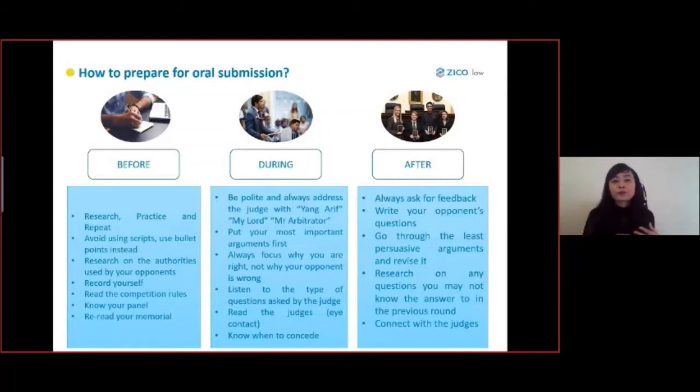But if you know who your judges are, you should always read about them, and always ask around how the judges are. If the judge is a quiet type, then you may need to do something for the judge to be engaging in your oral submission. And the last one is to reread your memorial. Oftentimes, when you do trainings, you already forget what you've written in your memorial, right? But during the moot competition, the first thing that the judge will do is to look into your memorial. So always know what you've written in your memorial, just in case the judge asks.